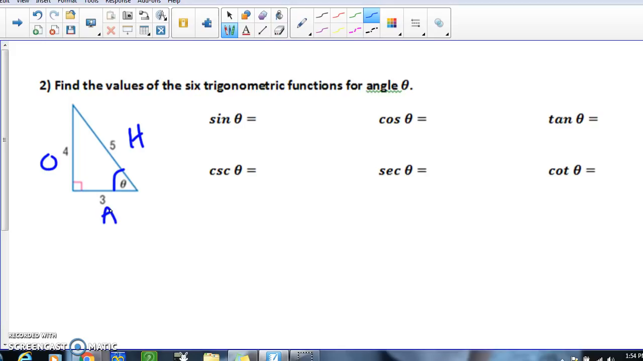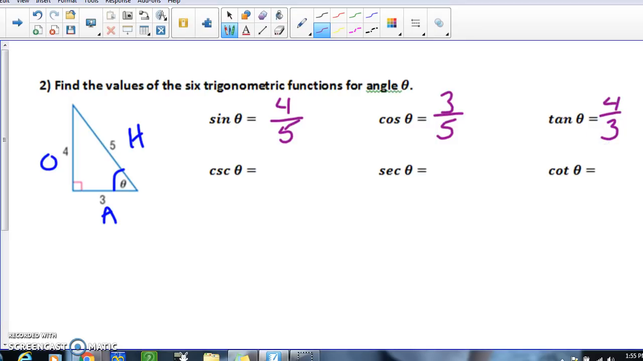Once we know that, we can fill out these ratios pretty easily. Sine is opposite over hypotenuse. So in this case, that would be 4 over 5. Cosine is adjacent over hypotenuse. In this case, our adjacent is 3, so 3 over 5. And tangent is opposite over adjacent. In this specific triangle, that would make it 4 over 3.